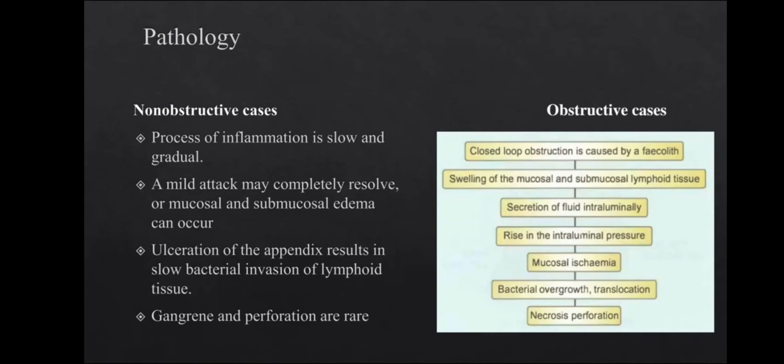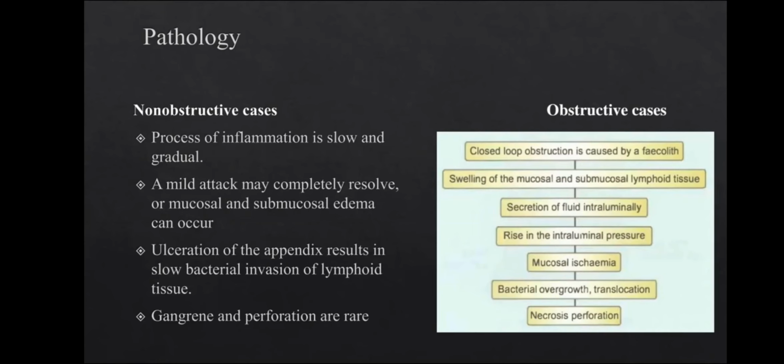In some cases, there will be ulceration of the appendix. After the edema, there will be subsequent ulceration formed inside the appendix, and because of this ulceration, there can be bacterial infection and inflammation, which can lead to further complications like gangrene and perforation. There is no chance of getting obstruction. Without obstruction, because of any cause, there will be mucosal and submucosal edema, which will finally lead to ulceration, which can lead to bacterial invasion, and which subsequently leads to gangrene and perforation.